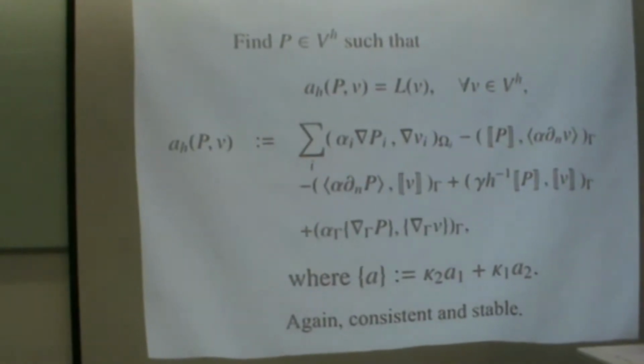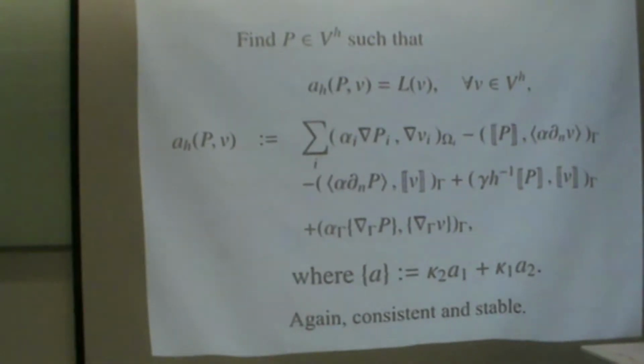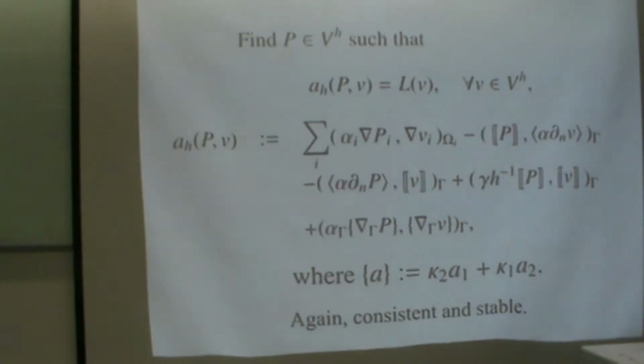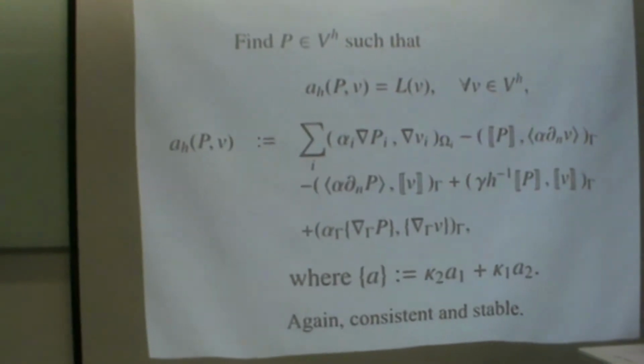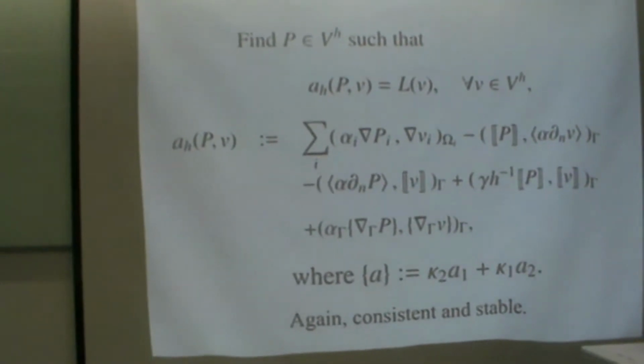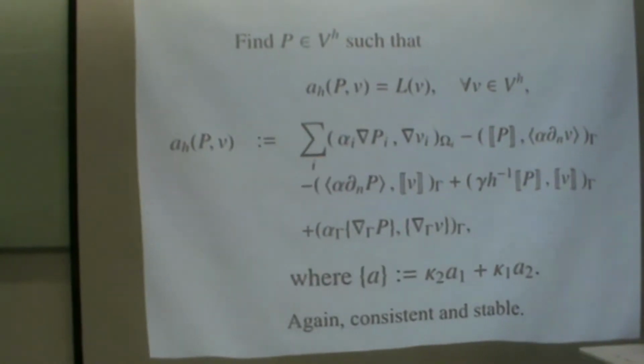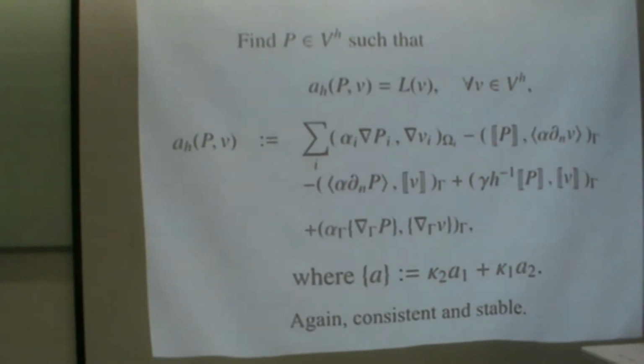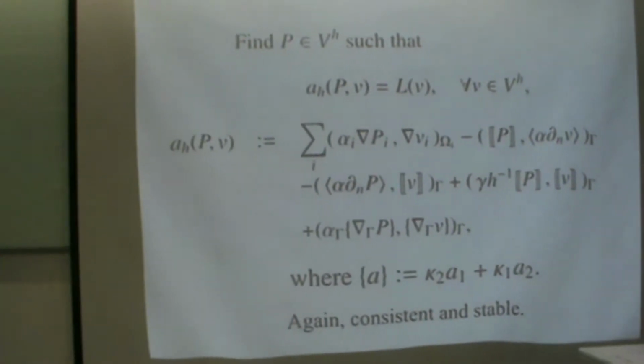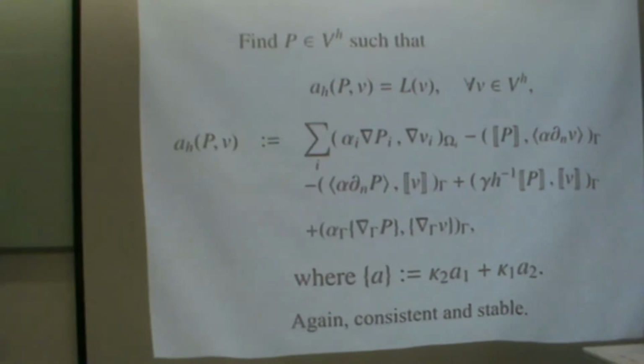Okay, so a modification of Nitsche's method for this problem is simply to add this term. Now the interesting thing is that the average here in this term on the interface is reversed. So the weights are reversed. Instead of kappa 1 A1 plus kappa 2 A2, we have the reverse. And this is necessary for consistency with the original problem.